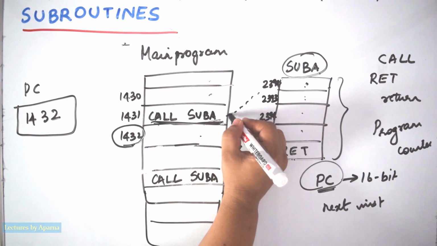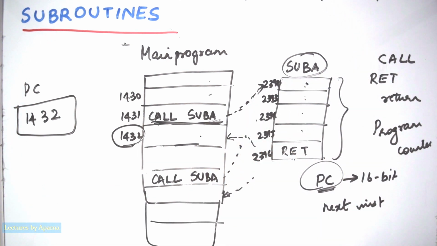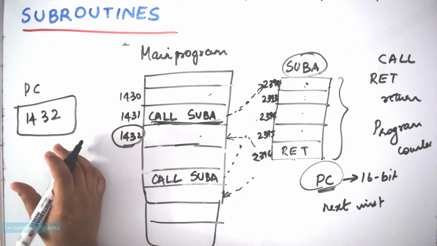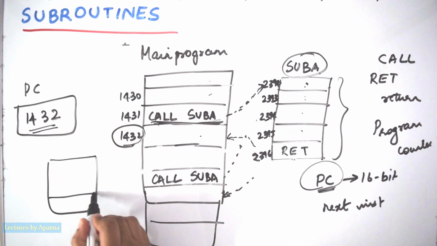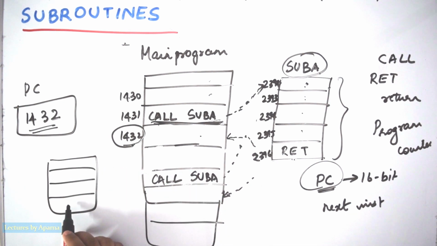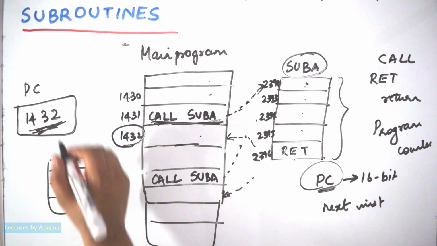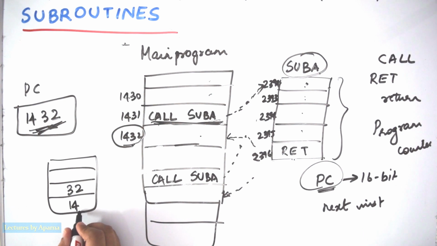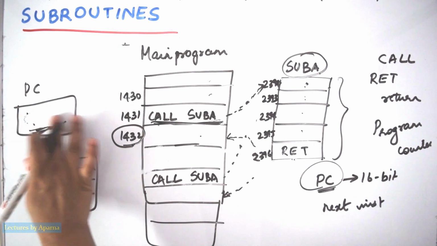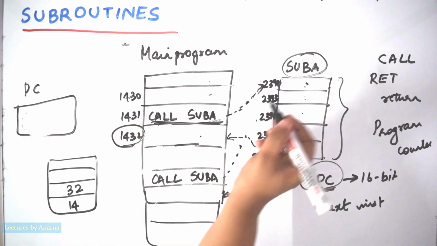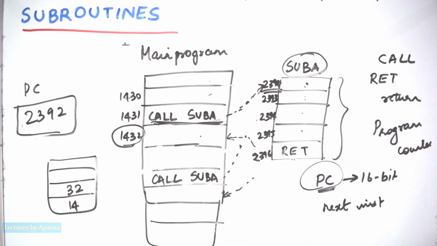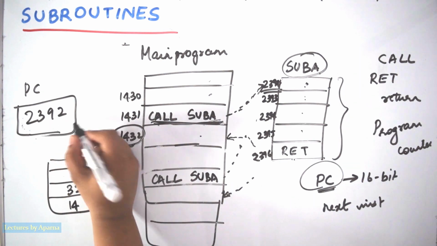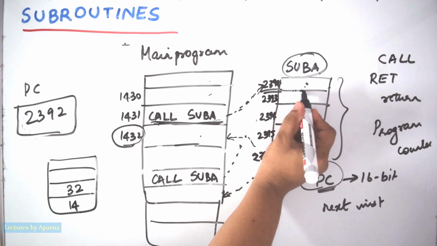But actually it is going to the subroutine. So when it is going to the subroutine, what is happening? You have to save this address onto a stack. So I am transferring this 14 into the stack and then 32 into the stack. Now this will be free. Now I have to load the memory location 2392 into this program counter. This is the address of the first instruction in the subroutine.